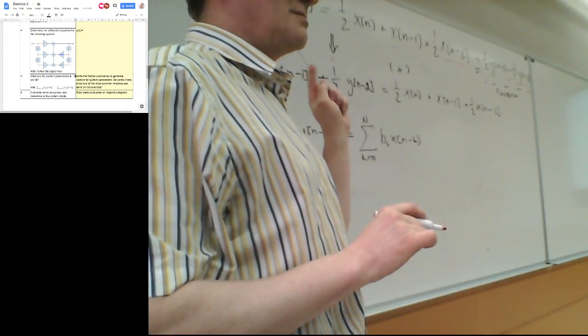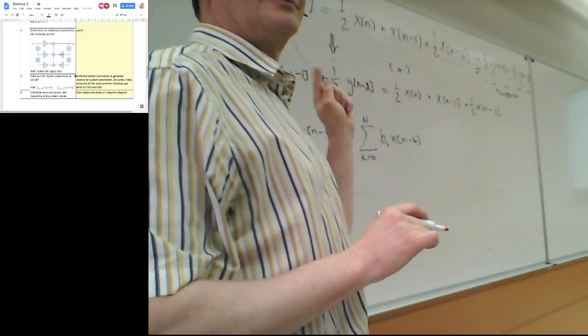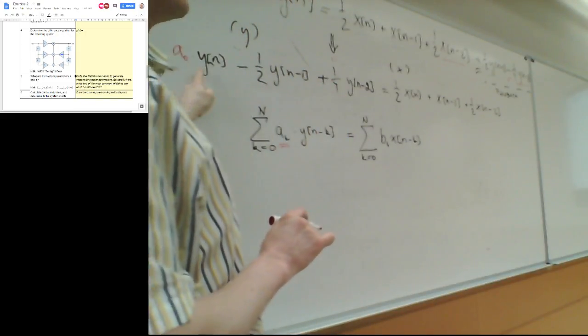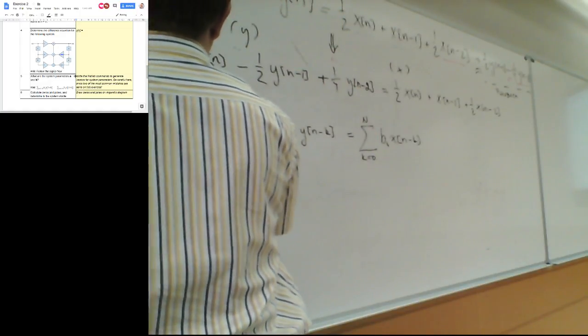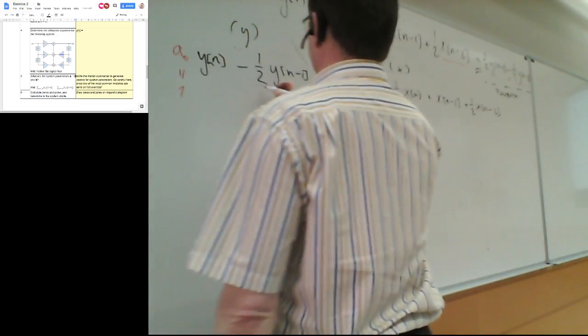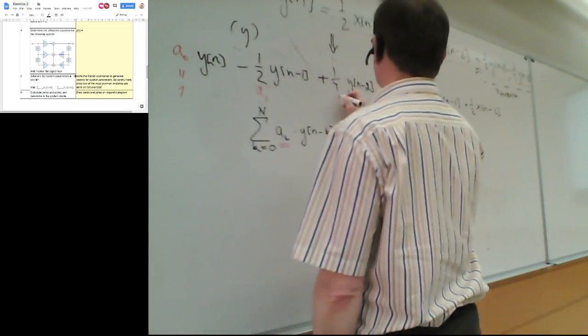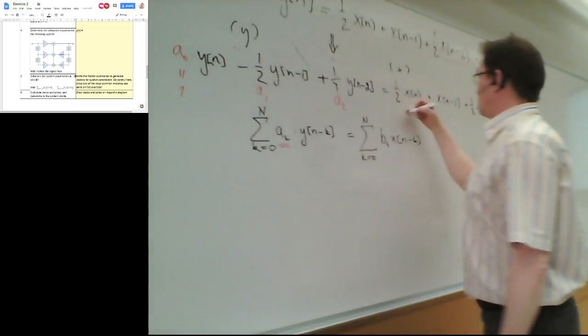What is the numeric value for a0? 1. So a0 is almost always 1. Remember that one. That's a1. This one is a2. Same thing here.